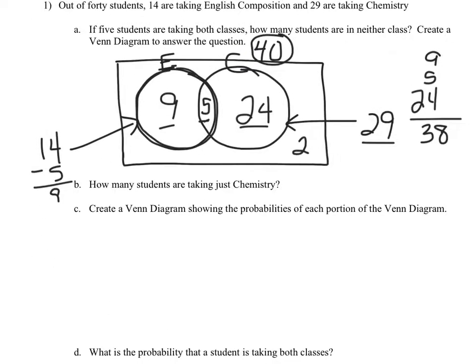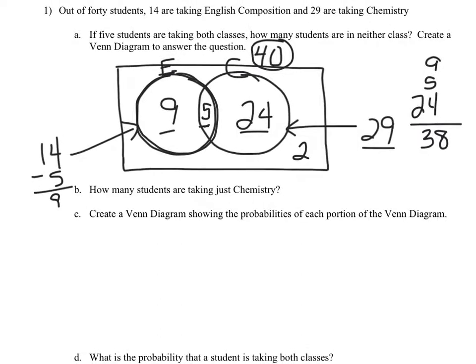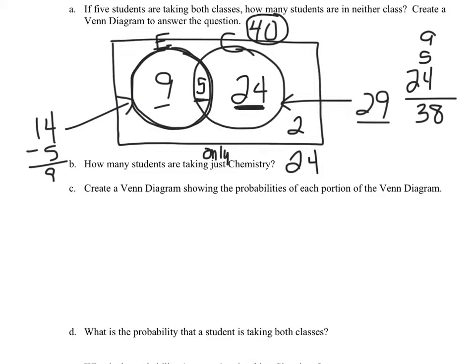So now we have all this information, we can now answer some questions based on what we want to know. How many students are taking just chemistry? Well, just chemistry is the one that's right here. This one would be both, they're taking English and chemistry, so that's not included in just chemistry. So think of "just" as the word "only" chemistry.